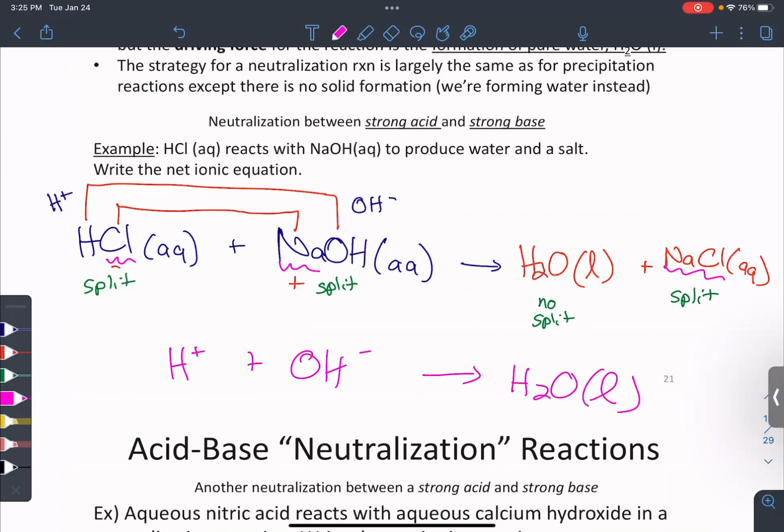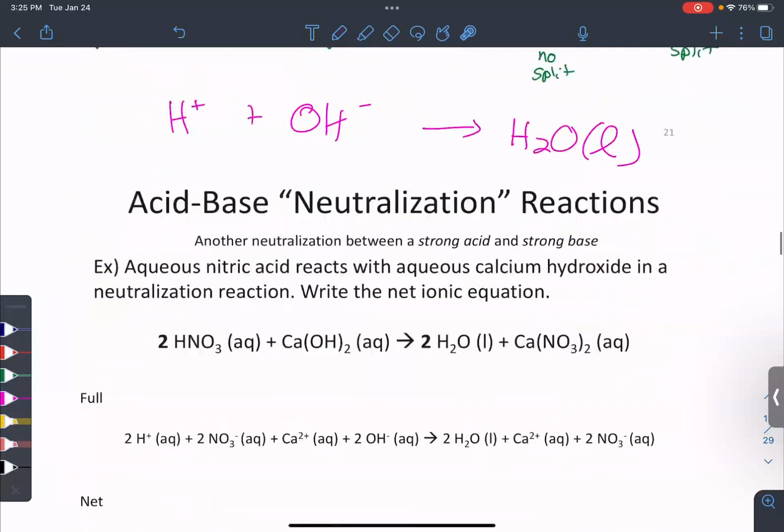Acid-base reactions at the core, what they are is an H+ combining with a hydroxide to give us a water molecule. So that salt, that NaCl, is just a bystander in this reaction that needs to be there in order for this reaction to be charge balanced. All right, so let's do another one.